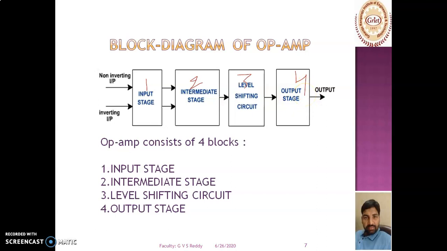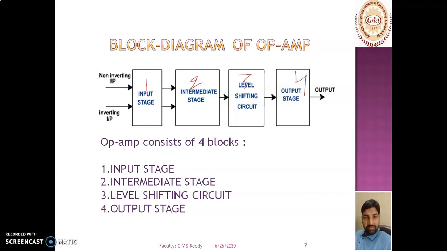Before going through the block diagram, first of all, we must know what is meant by an amplifier, what is meant by a differential amplifier, and what is meant by an operational amplifier. The first one, what is meant by an amplifier? An amplifier is an electronic circuit which is used to increase the strength of the input signal.